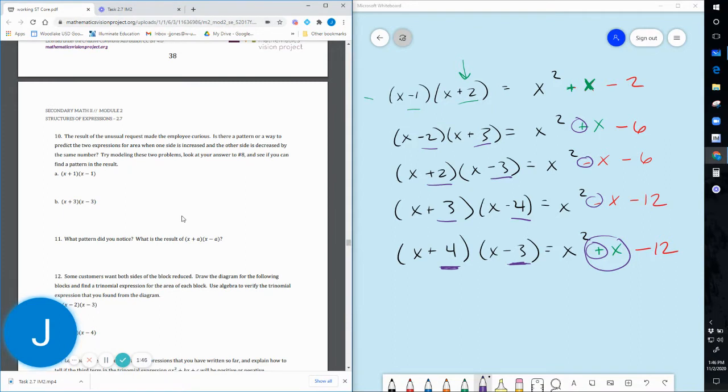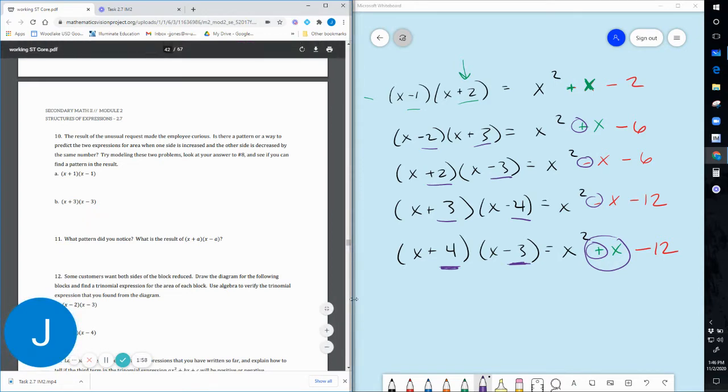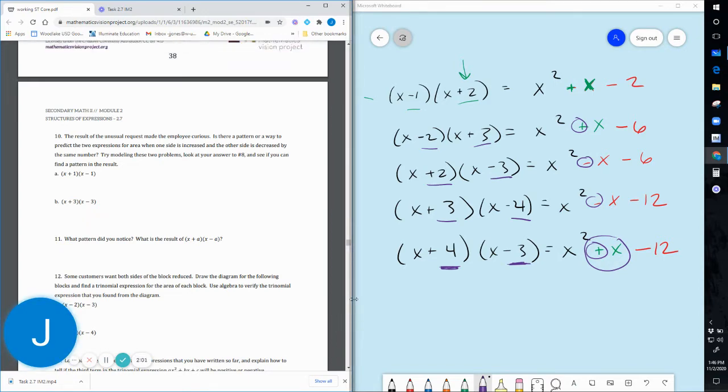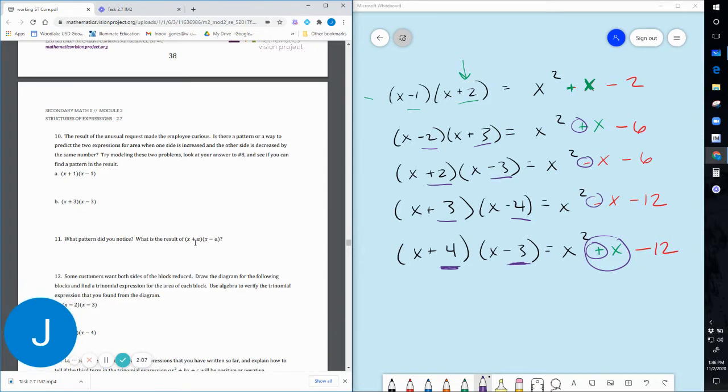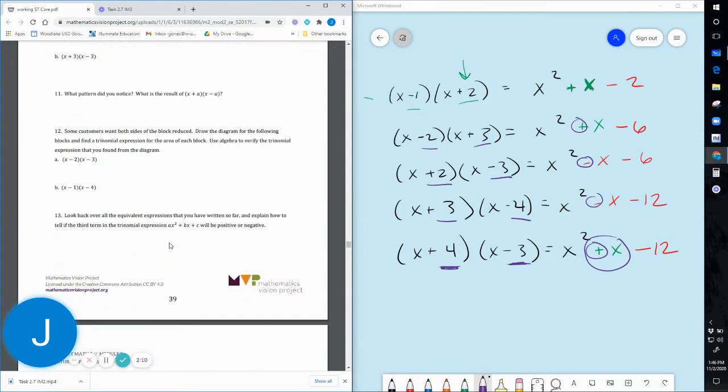Question number 11 wanted you to look at the pattern for these two. So if you have the same number, what happens? You'll notice that your b value disappears and your c value is always negative. Okay, so a negative times a positive is always a negative. So that's what happened for number 11. Your b value disappeared. All right, then you go down to number 13 and it says, how can you tell if the last number is going to be positive or negative? Well, look on the blue screen. All of these c values right here in red are negative because I have one positive and one negative value in my binomials.